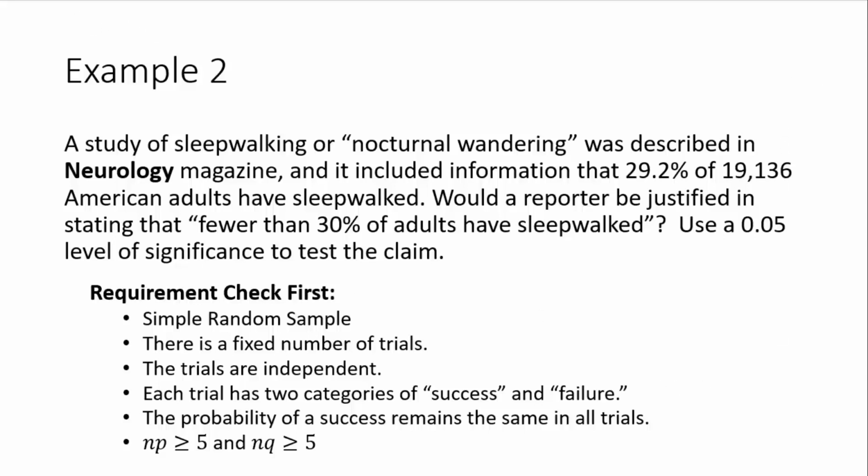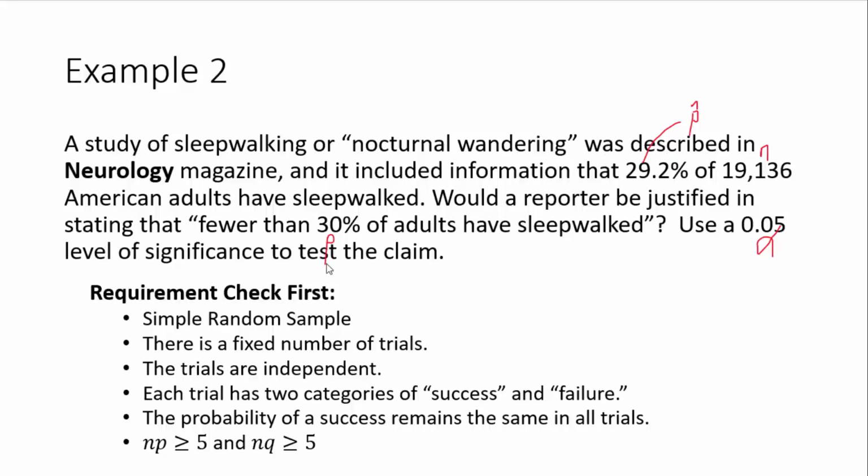Okay, just kind of putting some stuff on here. This percentage right here that is given is our p hat, because this value came from our study. In the study, the N value, the number of trials, was 19,136. Fewer than 30% is what is being stated about the entire population. So this is what we're going to use as our P. Using a 5% level of significance, that is our alpha.